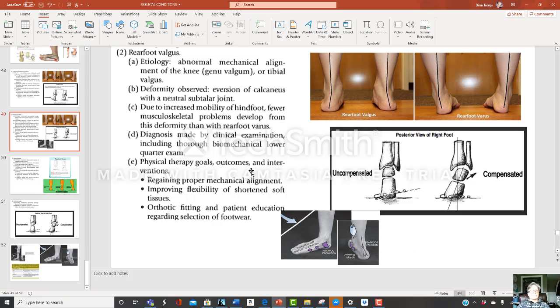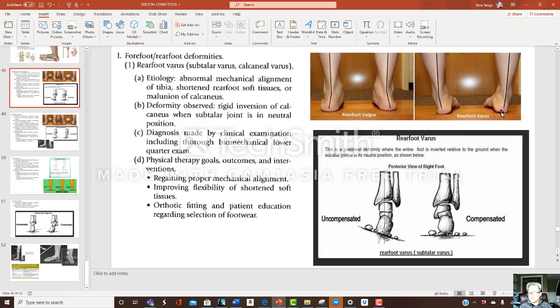So again, eversion of the calcaneus, rear foot eversion, right here, with a neutral subtalar joint. So if the subtalar joint is neutral, the calcaneus is everted. That's not in weight bearing. In weight bearing, the subtalar joint position changes. Due to increased mobility of the hindfoot, fewer musculoskeletal problems develop from this deformity than rear foot varus.